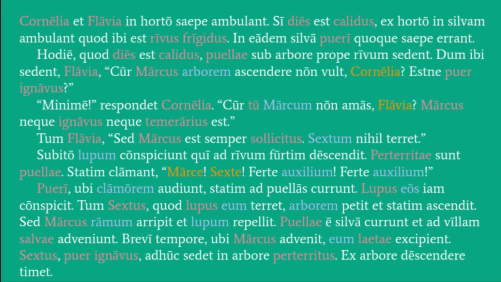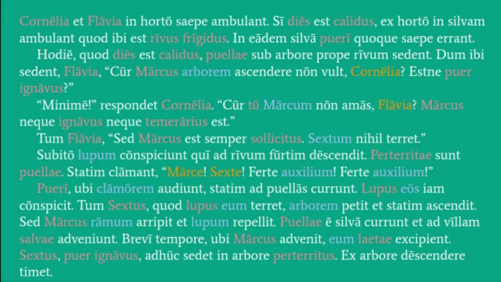Then we have tum Flavia, right? So then Flavia says, sed Marcus est semper sollicitus, Sextum nihil terret, right? So she says, but Marcus is always sollicitus. He's always anxious or worried, right? Again, semper just means always. So she says, Marcus is always worried or anxious. Sextum here is the direct object. So nihil is actually our subject, nothing, right? Nothing terret, nothing frightens Sextus. He's the direct object, right? Being frightened is kind of the idea. So she says, Marcus is always anxious, nothing frightens Sextus.